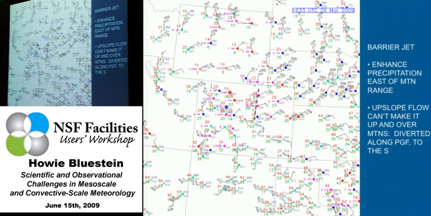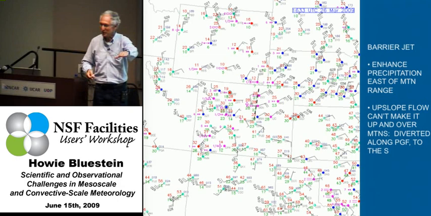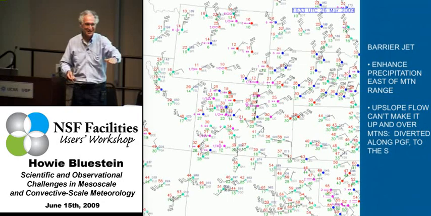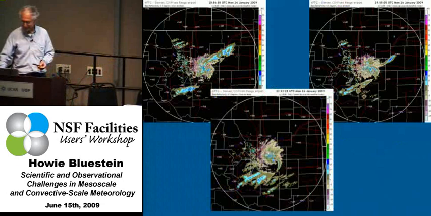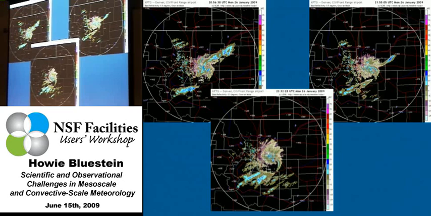So here's the answer to the question: if you get air coming in from the east, where's the maximum precipitation? Well, in this case, it's not over the mountains. It's actually east of the mountains because of the barrier jet. Another important effect that needs to be understood. Here, by the way, is another case where we had a Denver cyclone, and there's precipitation, and the precipitation actually forms what looks like a hook echo in spiral bands.